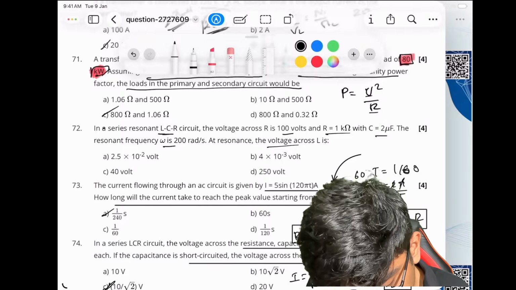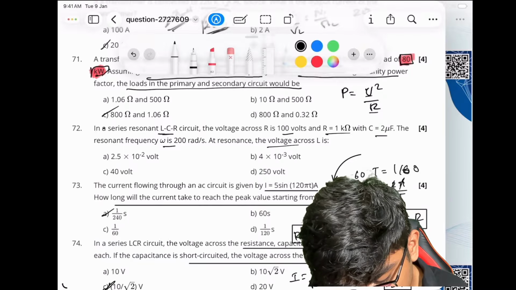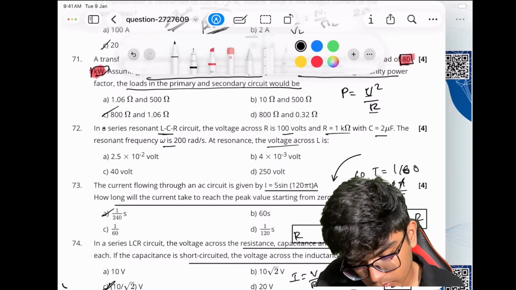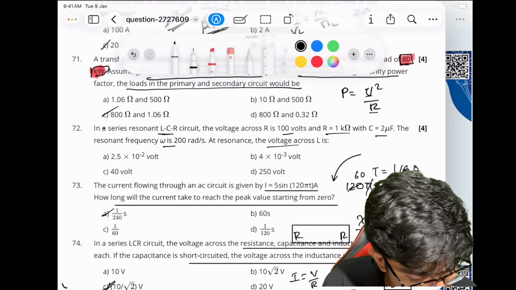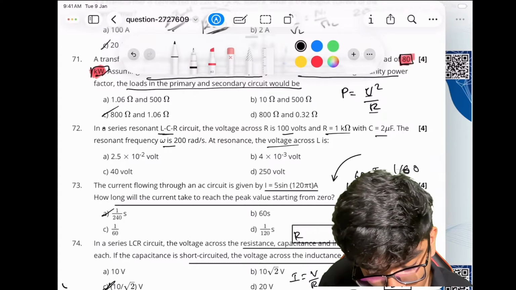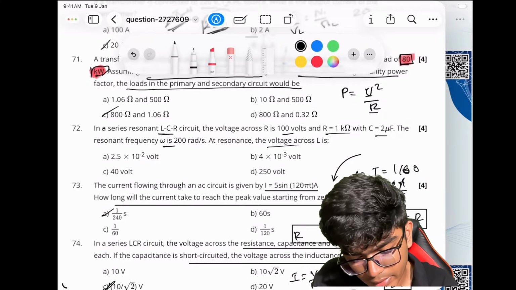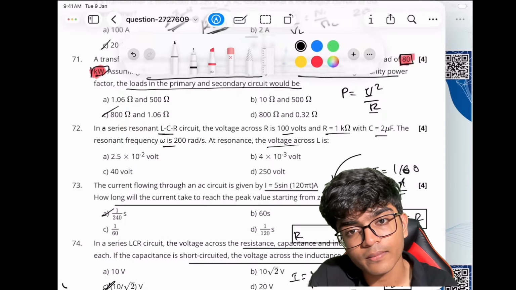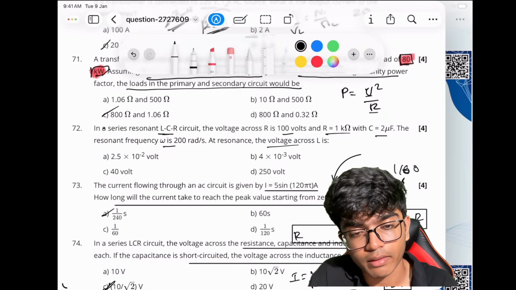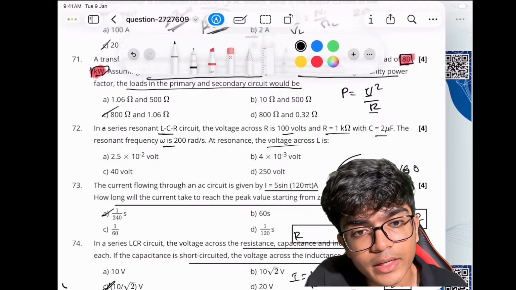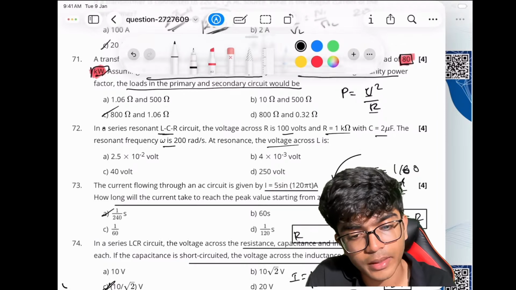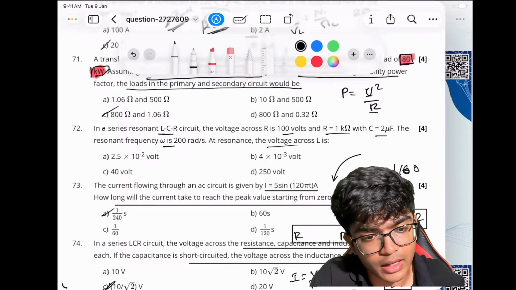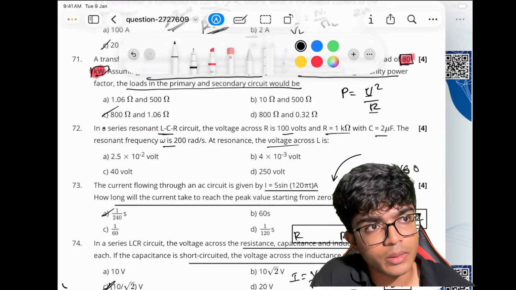100 volts across is at resonance frequency, that is, least resistance. Fine. Then my inductive reactance and my capacitive reactance, being opposite in phase, are equal. Okay? Inductive reactance is equal to my capacitive reactance. Capacitive reactance is 1 by C omega, and inductive reactance is L omega. L omega equals 1 by C omega.